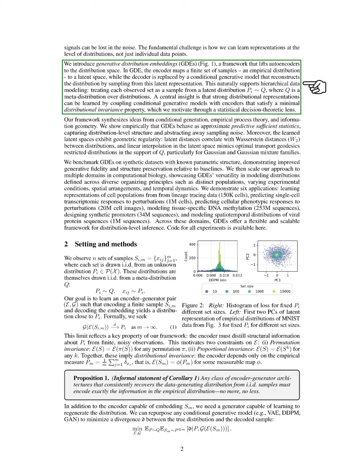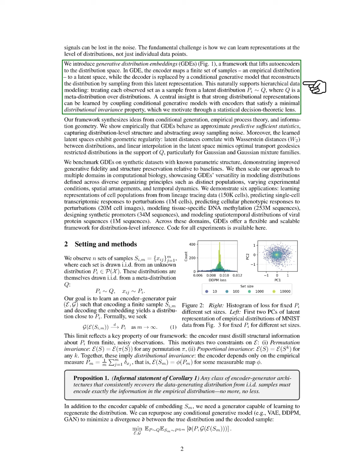In our methods, we observe multiple sets of samples, where each set is independently drawn from an unknown distribution. Our goal is to learn an encoder-generator pair that can encode a finite sample and decode it to yield a distribution close to the original. This requires the encoder to extract structural information from noisy observations, leading us to impose 2 key constraints: permutation invariance and proportional invariance. Together, these ensure that the encoder relies solely on the empirical measure of the samples.